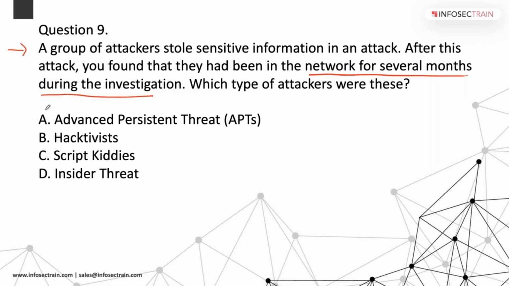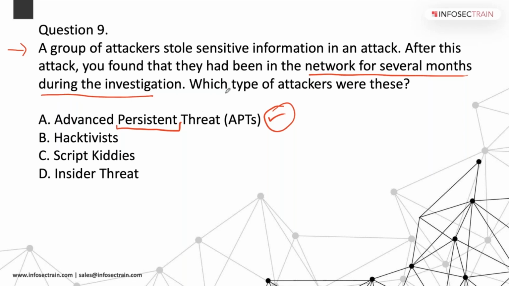Guys, so this is your A, advanced persistent threat. Remember, we have talked about this P over here, that it is going to be persistent. They are going to sit there for a very long time, setting up different ways of accessing it, and they want to stay there for a very long time so that they can exfiltrate the latest data as much as possible. So they always try to do that kind of thing.